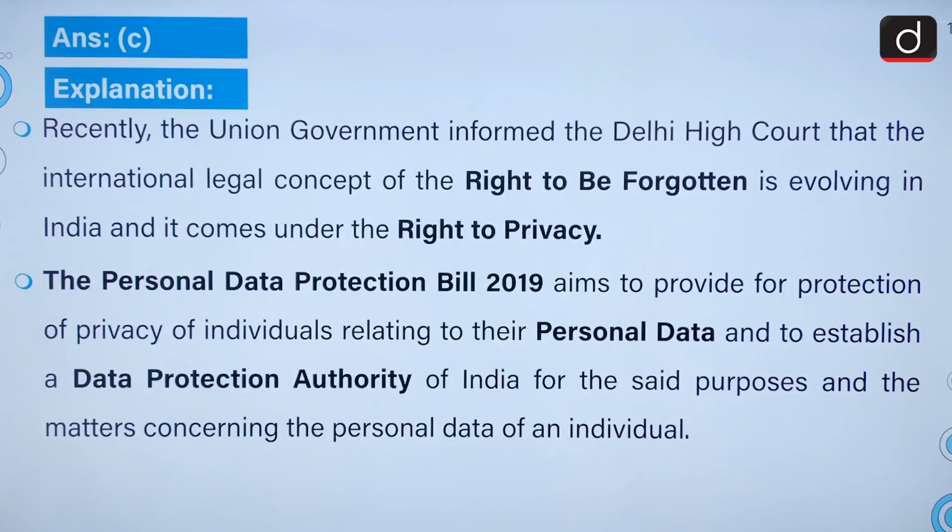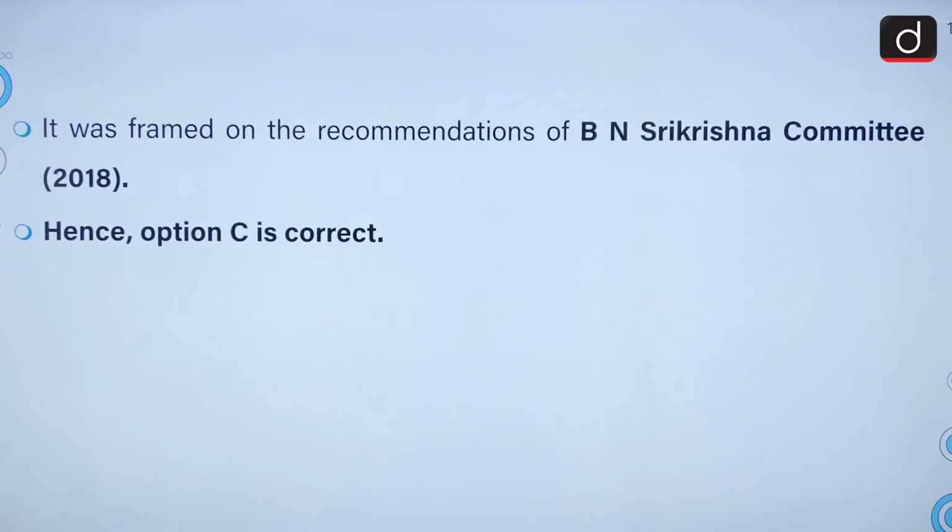Option C is correct. Recently, the Union government informed the Delhi High Court that the international legal concept of the right to be forgotten is evolving in India and it comes under the right to privacy. The PDP Bill 2019 aims to provide for protection of privacy of individuals relating to their personal data and to establish Data Protection Authority of India for the said purposes and the matters concerning the personal data of an individual.